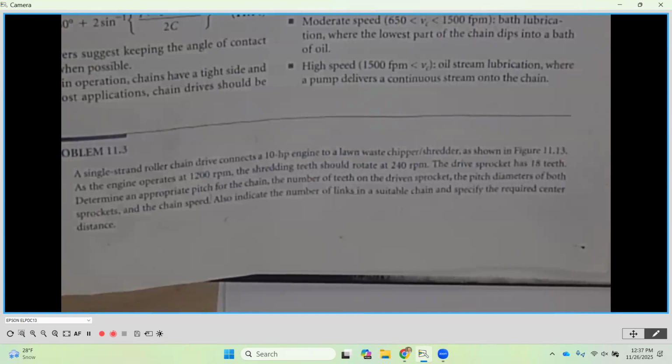That's going to be the number of the chain. Then determine the number of teeth on the driven sprocket, the pitch diameters of both sprockets, and then the chain speed. Also indicate the number of links in a suitable chain and specify the required center distance.